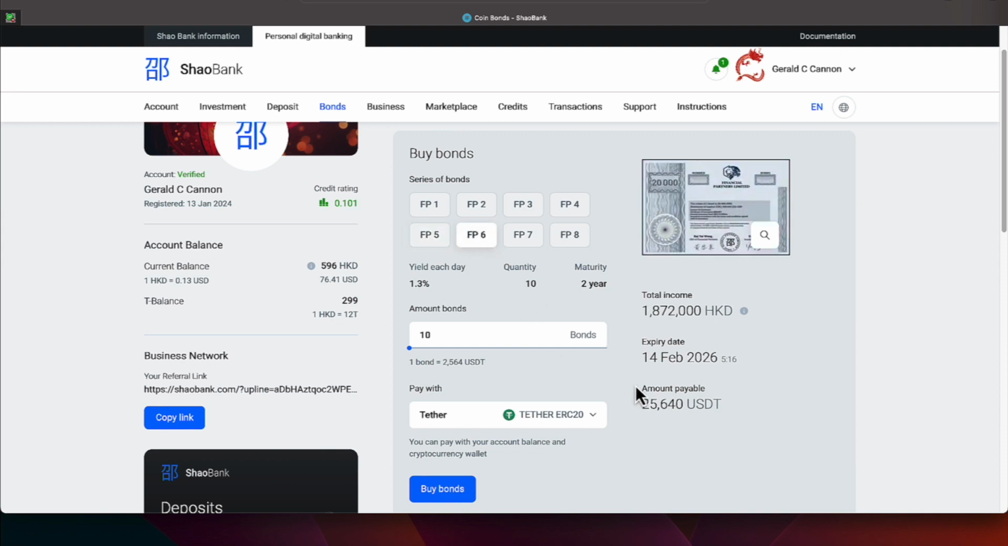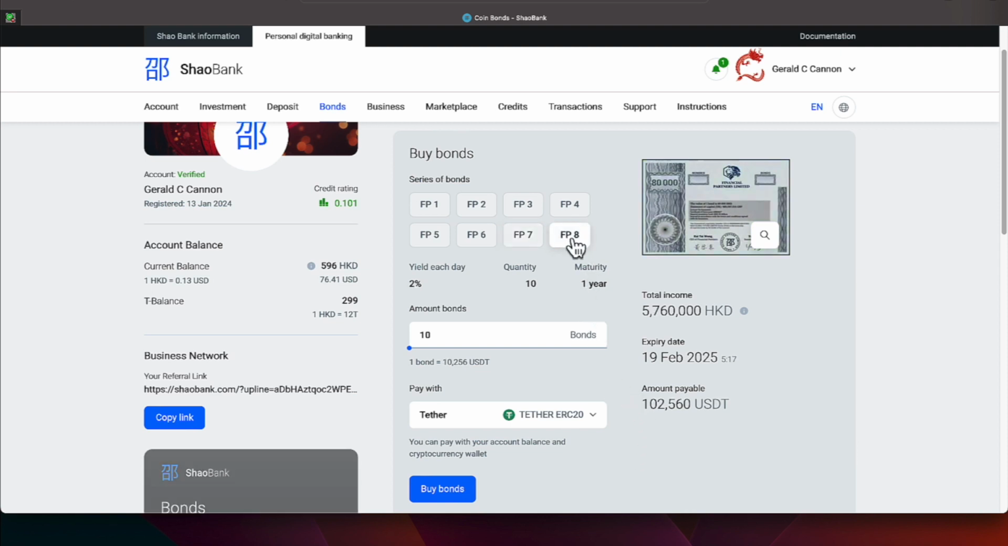Let's go to a higher paying bond, and it is $25,640 for this particular bond with a total income of $1,872 Hong Kong dollars at that. That is paying 1.3% per day, everyone, with a 2-year maturity rate. They have two additional bonds. They have the FP7 with a 1.5% yield per day, and it matures in 1 year, and the total income for that bond is 2,160,000 Hong Kong dollars, and it does require 51,280 USDT.